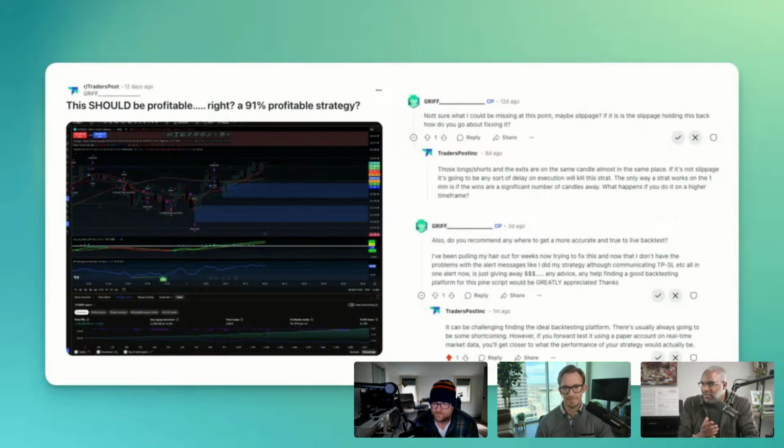What I'm saying here is that it can be challenging to find the ideal backtesting platform. There's usually always going to be some shortcoming. However, if you forward test it using a paper account on real time market data, you'll get closer to what the performance of your strategy would actually be. Is this something you guys would concur with?